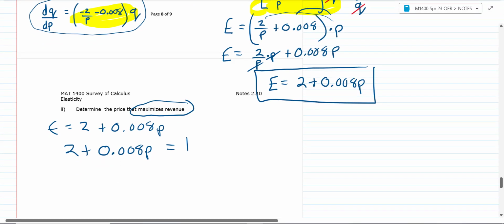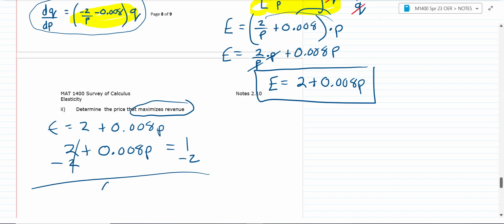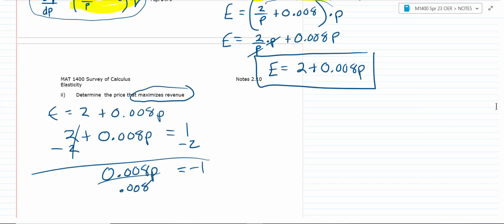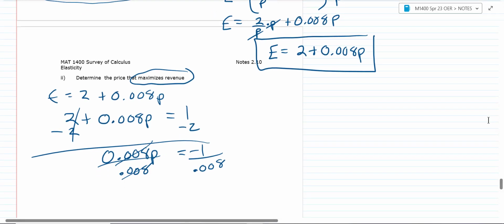Oh, crap, did I make a mistake? Maybe I shouldn't have changed that sign at the beginning of the problem. I'm going to go ahead and just solve it. It looks like we're going to get a negative price, which I didn't want. So I got 0.008p equals negative 1. Then I would have to divide by 0.008. I think I did this problem in my class Thursday before spring break, and I made the same mistake. For some reason, in my head, I was thinking we had to change that problem to a plus sign, but I guess not, because you're not going to end up with a negative price.